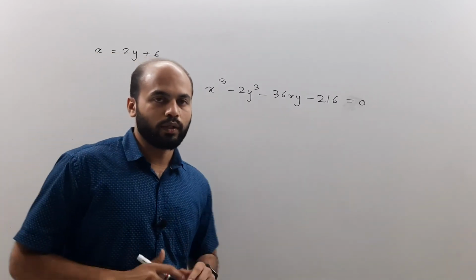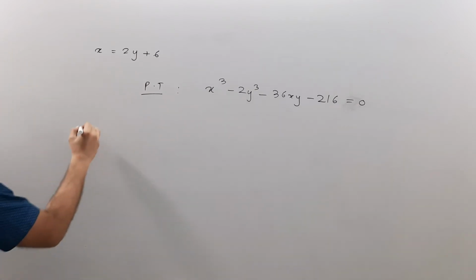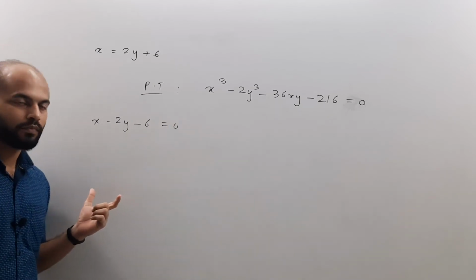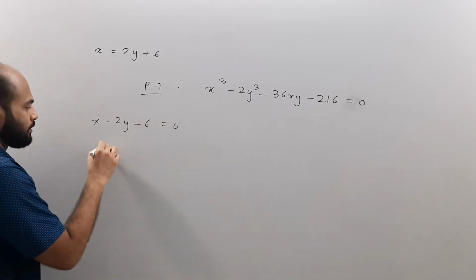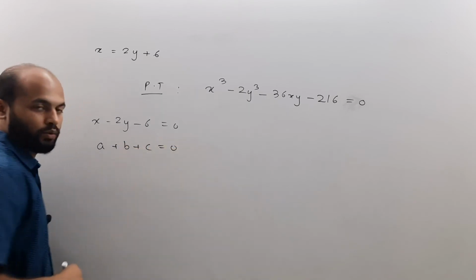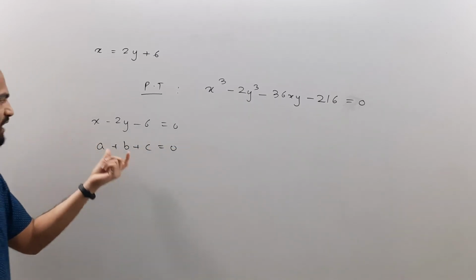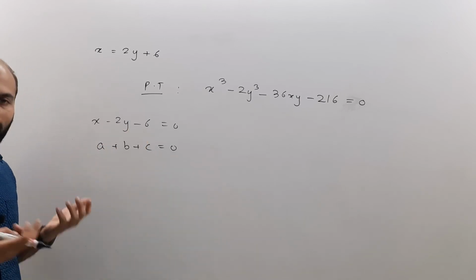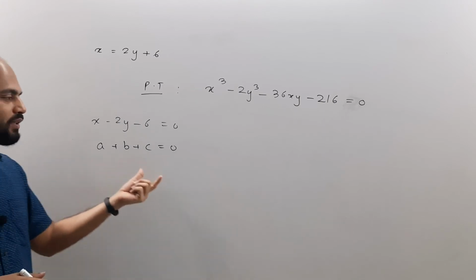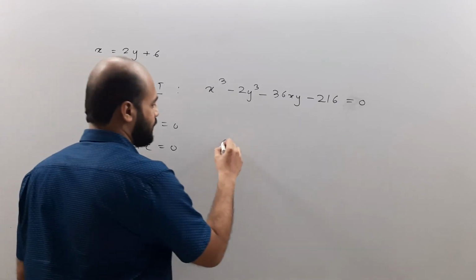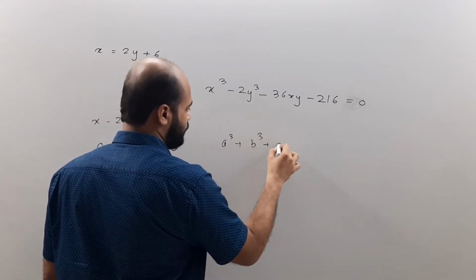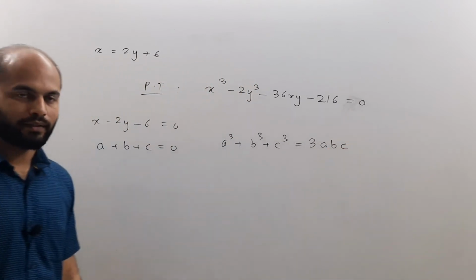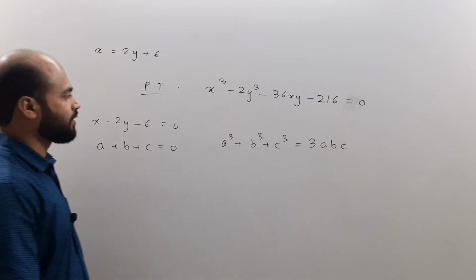So now what we'll do is, we'll just rearrange this and we'll write it as x minus 2y minus 6 equals 0. Now this can be treated as a plus b plus c is equal to 0, where a is x, b is minus 2y and c is minus 6. So now I've got a, b, c, which says that a plus b plus c is equal to 0. So obviously I can say a cube plus b cube plus c cube is equal to 3abc. This is the valid condition. So let us put a, b, c in this and check whether we are getting the answer.